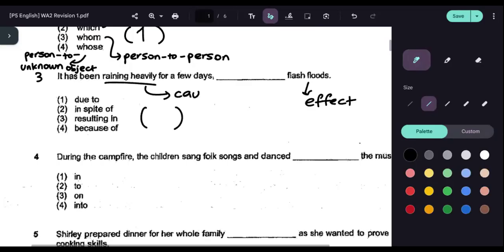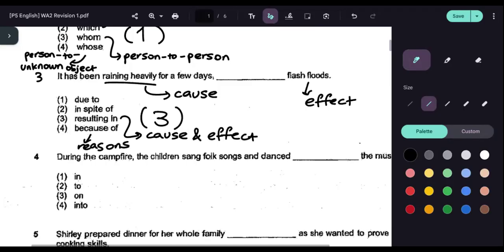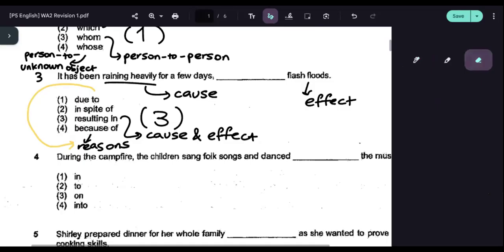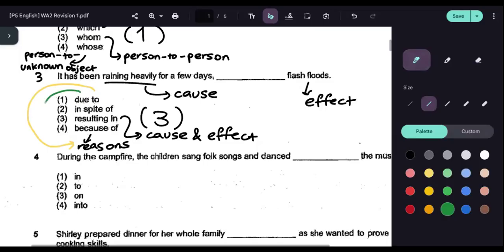And because as a cause and effect will only be resulting in flash floods. Okay, resulting in means you have a cause and effect. Because of means reasons. Due to also is about the same meaning. In spite of is also about the same meaning as 1 and 3. Okay, let me draw my arrow a bit in a different color. Okay, and for the due to, let me do this in green. There you go. Okay, nice.